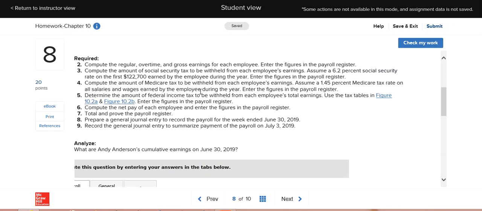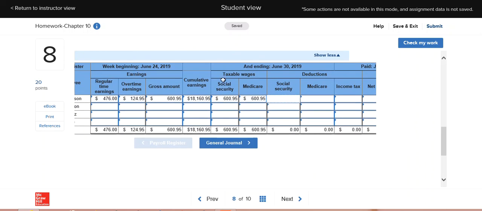Medicare is 1.45%. So take your taxable wages for Social Security, which are $600.95, and multiply that by 6.2%, and your Social Security taxes are $37.26. Medicare, you can take your taxable wages for Medicare, which is $600.95, times 1.45%. Medicare is $8.71.